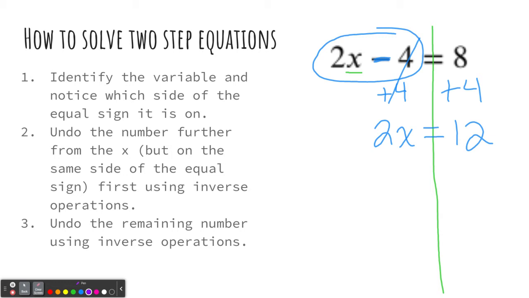Now that we have done step 2, we can move on to step 3, undo the remaining number using inverse operations. The number remaining with the x is the 2. We have to undo this multiplication by 2 by dividing by 2, and we'll do that on both sides. The 2's cancel out, and we are left with x equals 6.